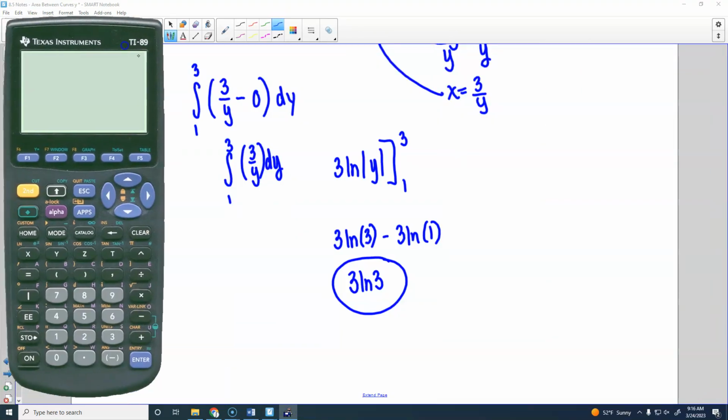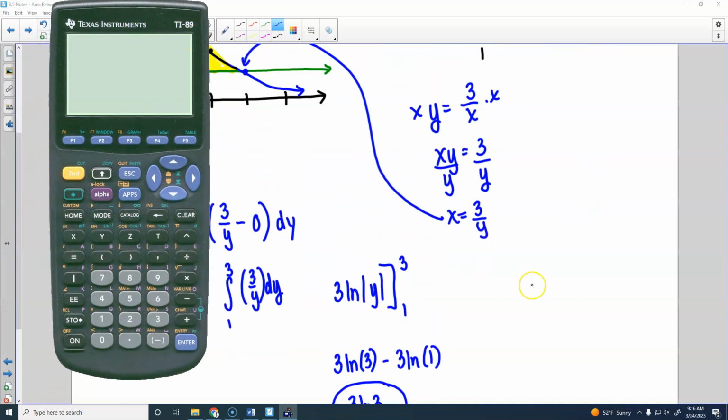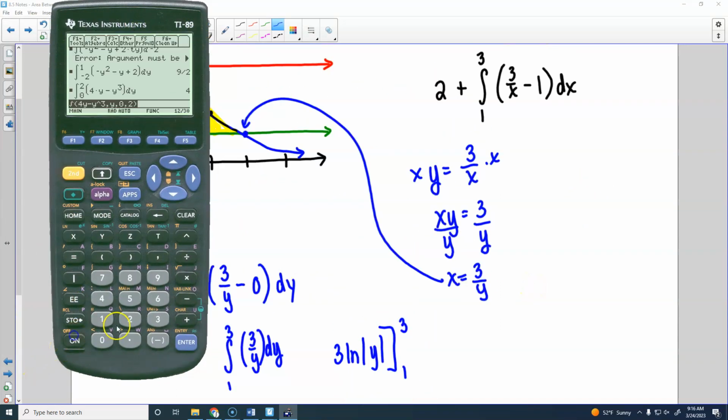Now, just to make sure, let's go up here. We're going to just use the calculator for the sake of time. Let's make sure we get the same thing. If we do it in terms of x, 2 plus the integral of 3 over x minus 1, comma, x, comma, 1, comma, 3.